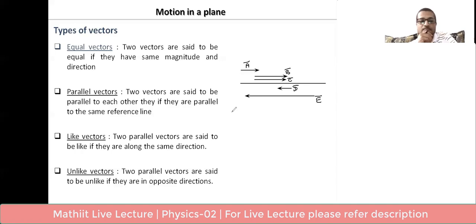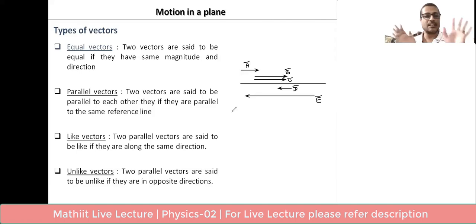Right. Which vectors are equal? B bar and C bar. B bar and C bar are equal. Which vectors are unlike vectors? Pick any one pair of unlike vectors or two pairs of unlike vectors. A bar and E bar, because A bar is towards the right hand side, E bar is towards the left hand side. Similarly, you can say B bar and D bar, C bar and D bar, C bar and E bar, any two vectors in opposite directions. They are unlike vectors. Like vectors, all the three vectors that I have drawn above the line, they are like vectors. The two vectors that I have drawn below the line, they are also like vectors.